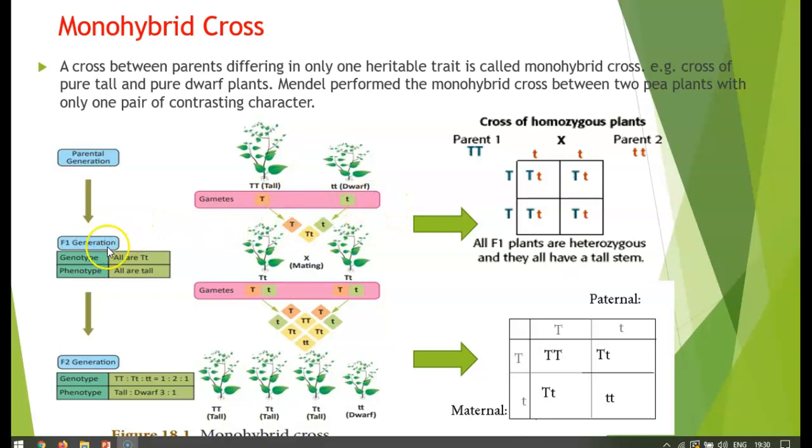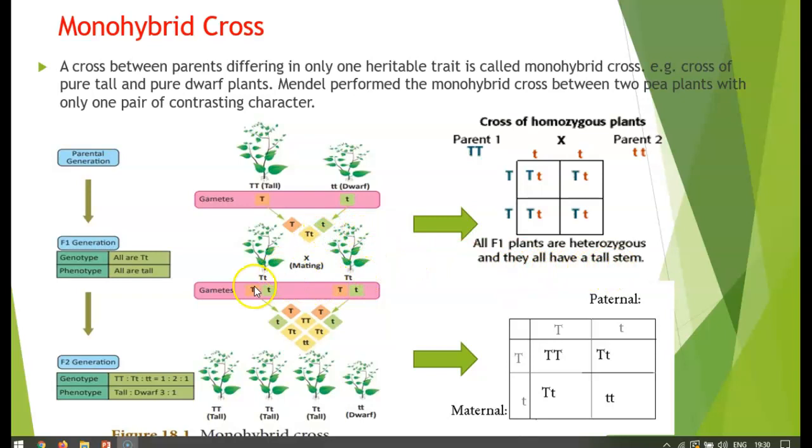When they are crossed, you have your first generation, that is F1. Both these gametes come together and you have one capital T and one small t coming together. So all the genotypes are capital T, small t, and the phenotype, all of them are tall. If you put this in a Punnett square, you have the first parent and the second parent. You put them across the squares and try to bring all the expected alleles together. All the F1 plants are heterozygous and they all have a tall stem.